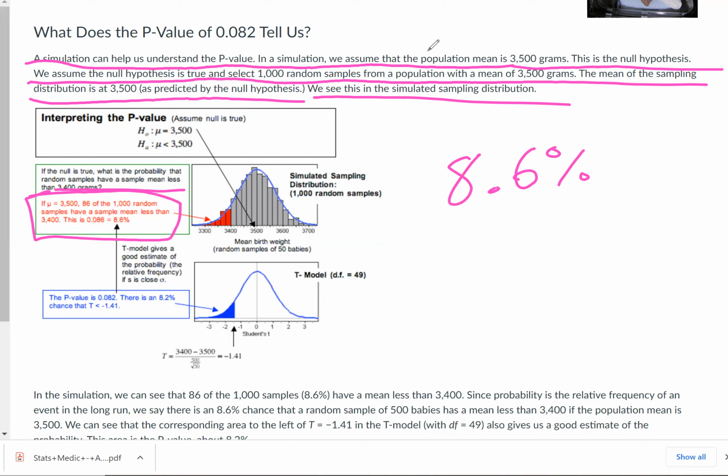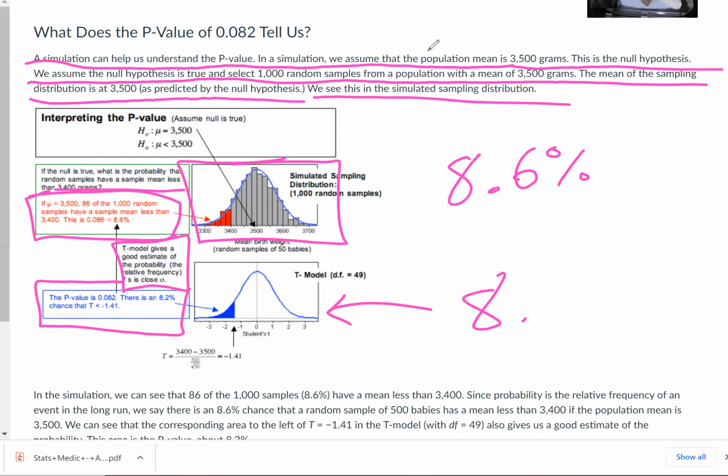So just 8.6% of the simulations gave us a mean that was at the level we got in the initial one talked about in the problem itself, or less than that. The model gives us a good estimate of the probability, the relative frequency, and it's close to alpha. The p-value is 0.082. There is an 8.2% chance that t is less than negative 1.41. So this represents the actual data, the actual simulations from the birth weights in this town. But this is a mathematical model, which gives us 8.2%.